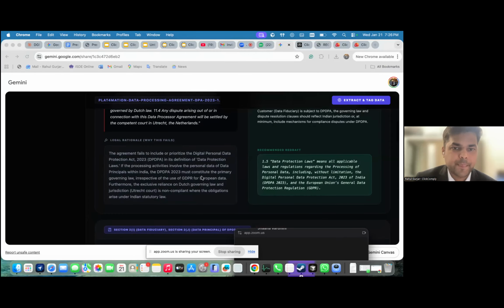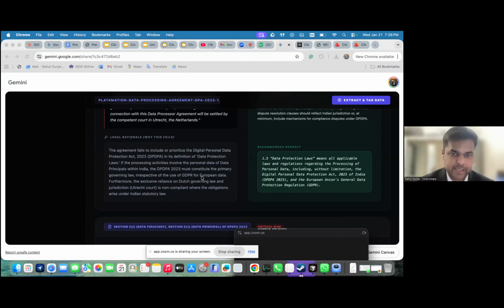So the legal rationale why this fails: if the processing activities involve personal data of data principals in India, the DPDP 2023 must constitute the primary governing law, irrespective of the use of GDPR for European data. Furthermore, the exclusive reliance on Dutch governing law and jurisdiction is non-compliant where the obligations arise under Indian statutory law, if they are handling Indian data.